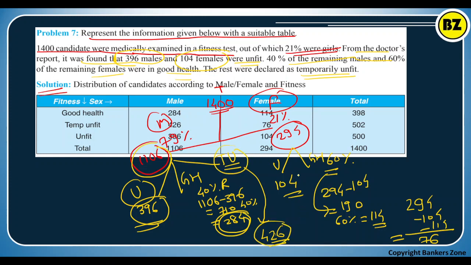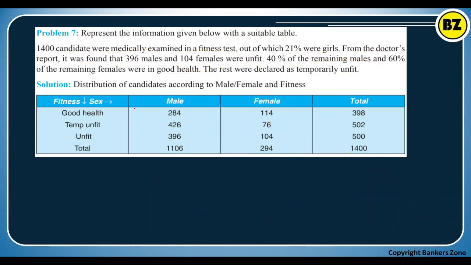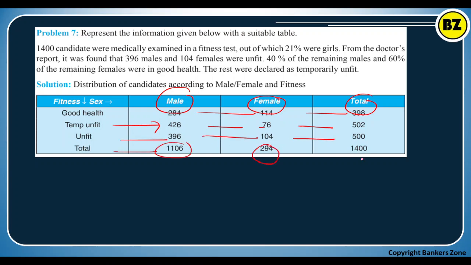Corresponding three figures for the female: unfit here, then this is for good health, and this figure is for temporarily unfit. So we got three figures for the male and female, and based on those three numbers you have to prepare the simple table. See here, the table is prepared with male, female and total, then temporarily unfit male, female and total, unfit male, female and total. In this way we have prepared the table.